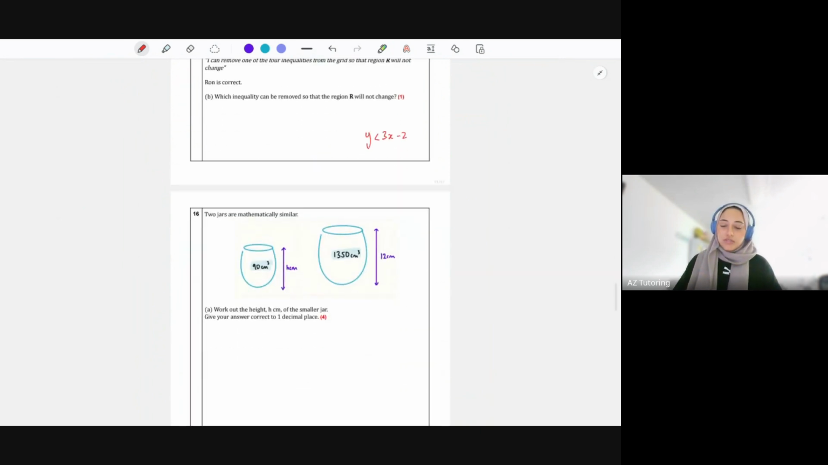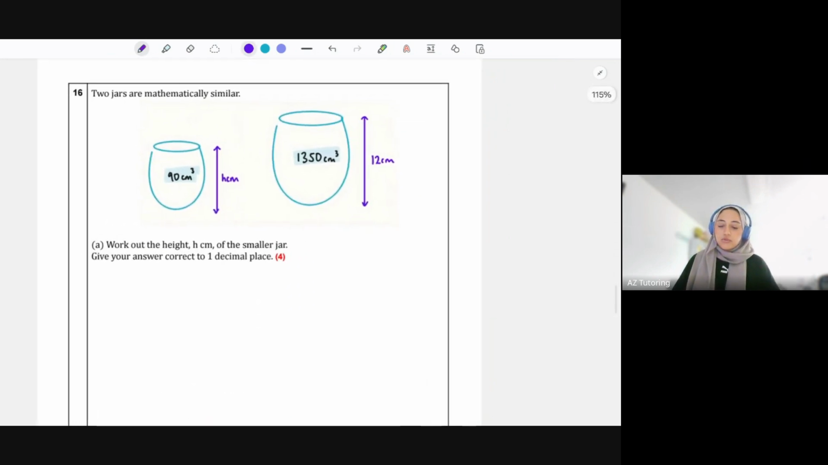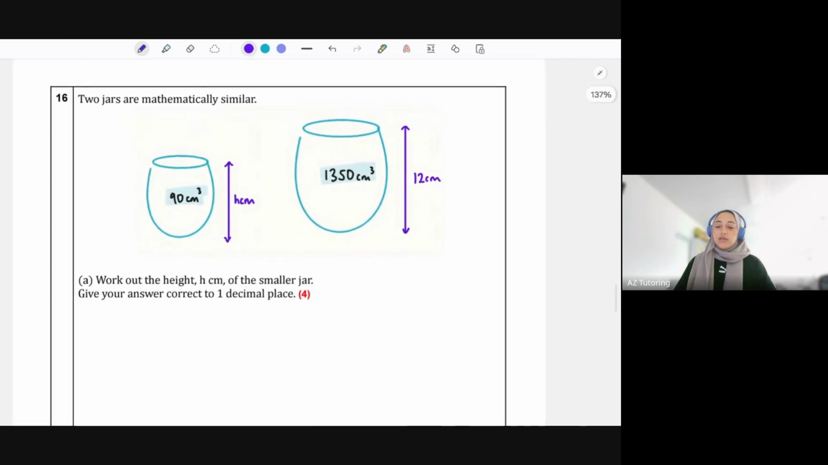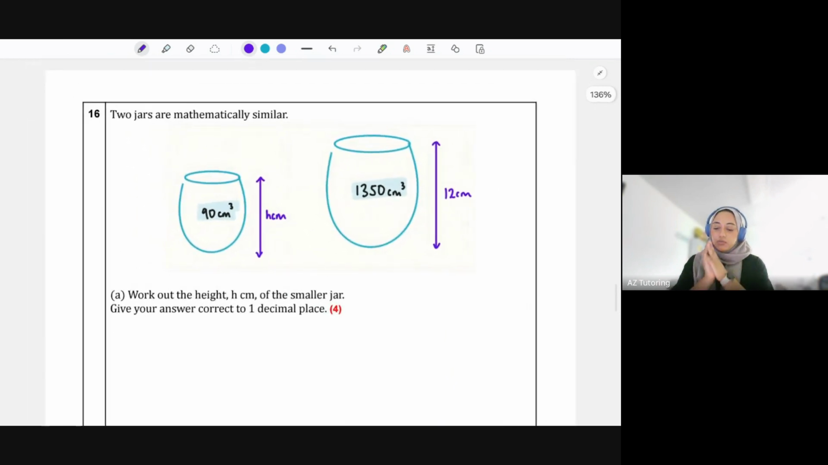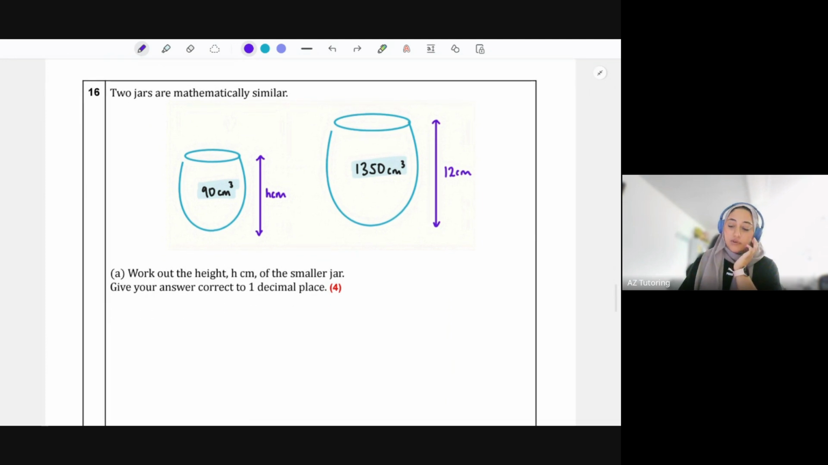Let's move over to question 16. So 2 jars are mathematically similar, meaning that there's going to be a scale factor between them. Work out the height of the smallest jar, which we can see is h here. So you can see we've been given the volume. So I could work out the volume scale factor. So if I did 1,350 divided by 90, so the volumes divided by each other, that gives me 15, which is a volume scale factor.